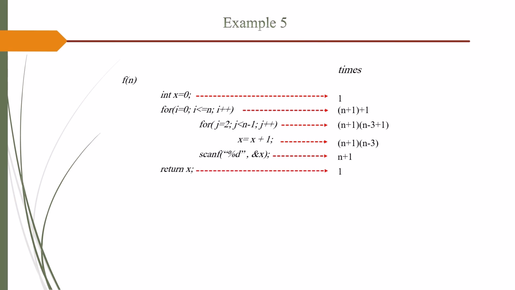Its number of repetitions is 1, so if we sum up all these repetitions, we get 2n squared minus n. The influential term in this sum is n squared. Therefore, the complexity of this code segment will be big O of n squared.